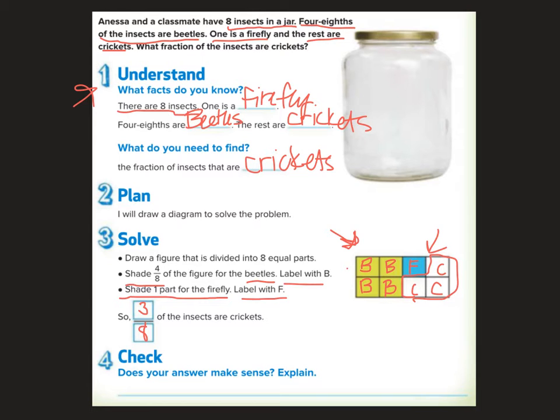Does your answer make sense? So I could say yes, because 4/8 plus 1/8 plus 3/8 equals, so if I have 4, 5, 6, 7, 8, equals 8/8, which is also equal to 1 group of insects. Sorry, I'm running out of room over here. Okay, and that's how many we have. We have 8 total insects. Neat. Let's try the next one.